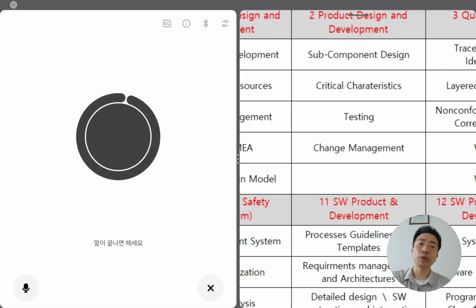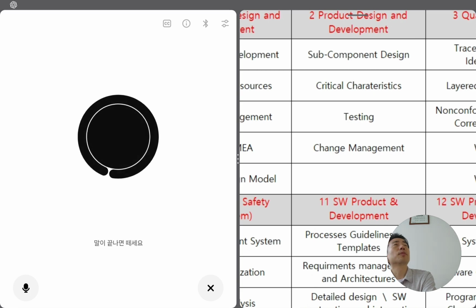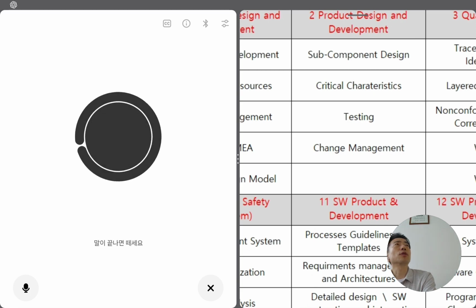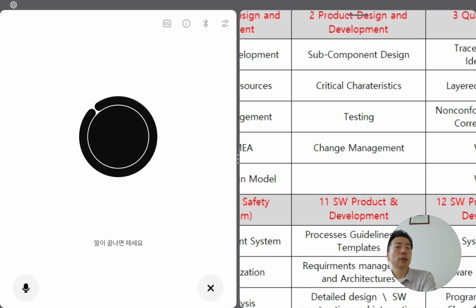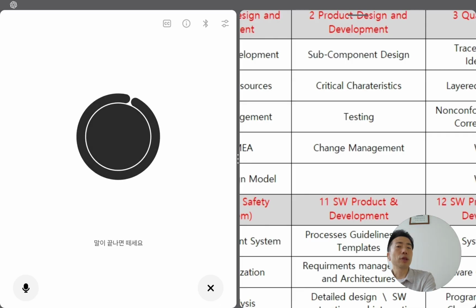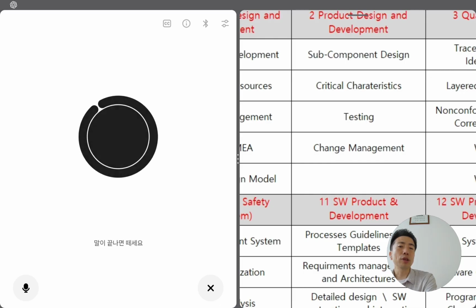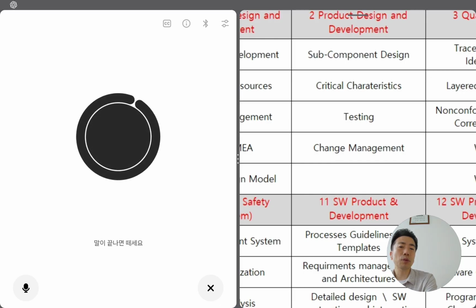Okay, let me practice based on your easy speaking version. I really appreciate your kind support. Number one, we use APQP to control subcomponent design and check it meets requirements. We use CAD reviews and prototypes to confirm parts fit together.